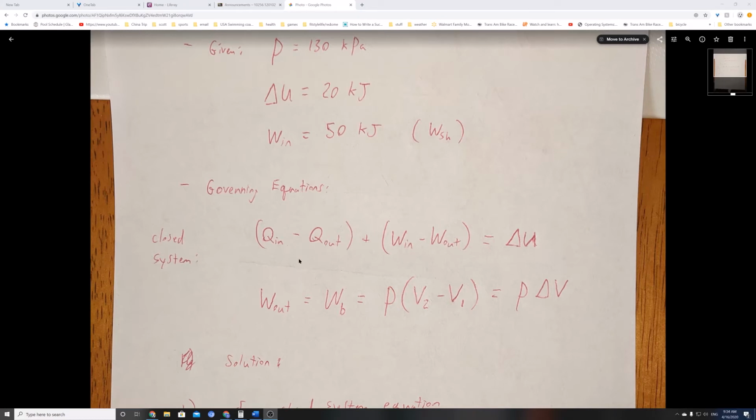The second equation we have is the boundary work equation. In this case, it's just the pressure times the volume at position 2 minus the volume at position 1. I just wrote that as a delta, right? This is the change in volume. So it's pressure times change in volume that's going to give you the work.